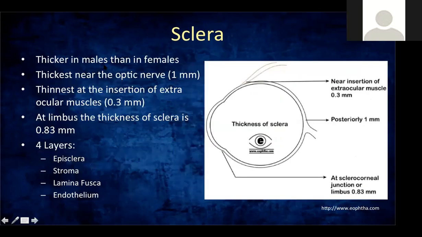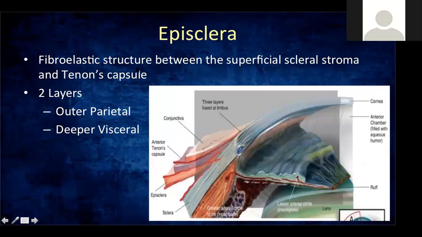It's thicker in males than in females. It's thickest near the optic nerve, behind the eye, and it's thinnest at the insertion of your extraocular muscles. Okay. Layers are nice to know. Your episclera is that structure between the superficial sclera and the tenons. Okay, so conjunctiva, the tenons, and then you have your episclera, and then your sclera.